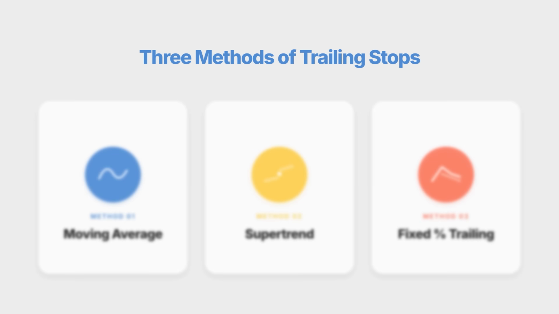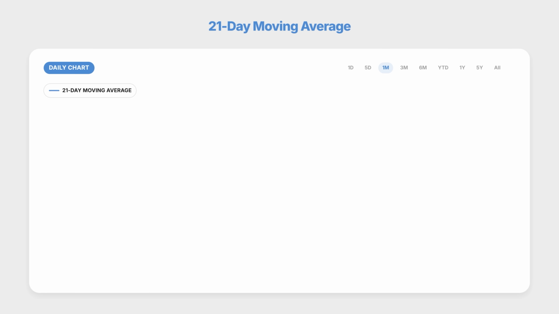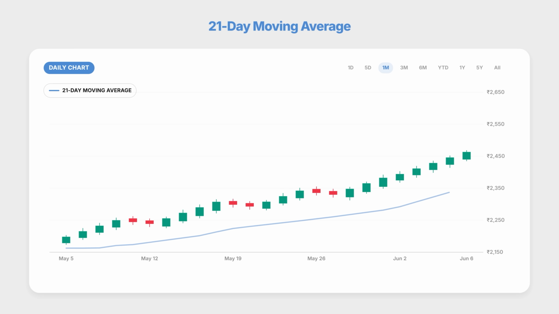So far, we've covered the various ways of identifying entries, and we've touched briefly on the idea of trailing your positions as well. Now, I want to categorically break down the different methods of trailing stop loss and exits you can implement to protect your capital and lock in your gains. The first approach is using a simple moving average. Typically done on the daily time frame, you can use a 21-day moving average to give the trade some breathing room, or tighten it up to a 9-day or 7-day moving average if you would want to trail closely.